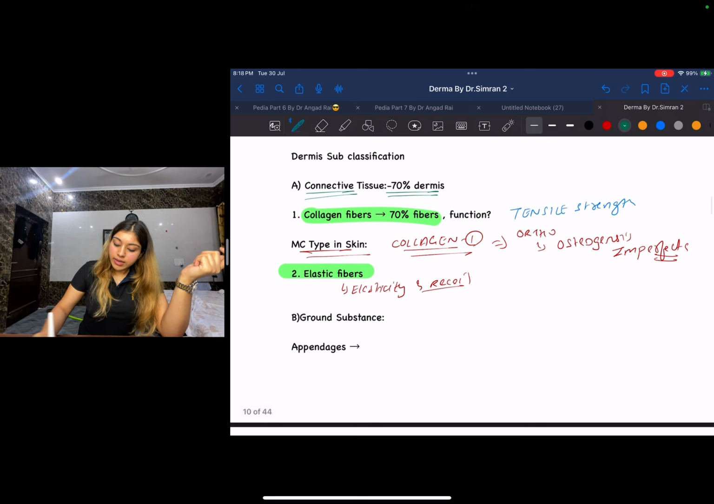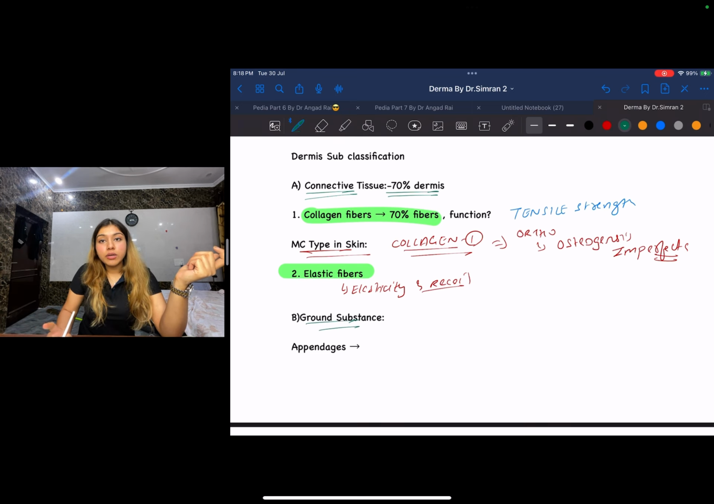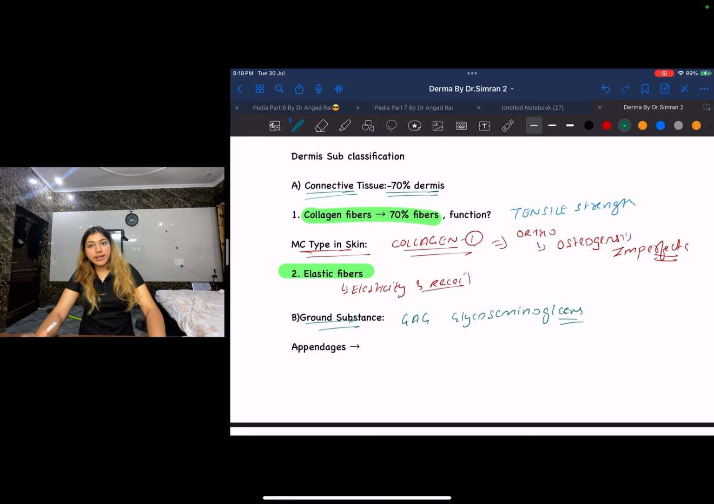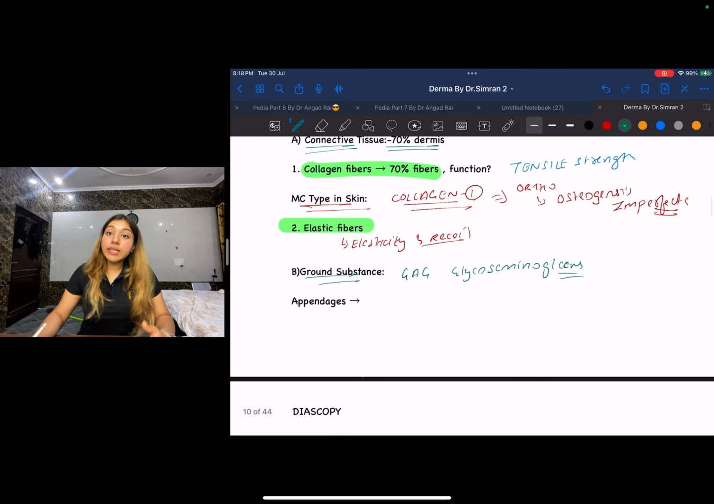Now let us move on. What are the ground substances present in your dermis? Guys, you remember GAG. That is your glycosaminoglycans. Now let us look at what are the appendages.